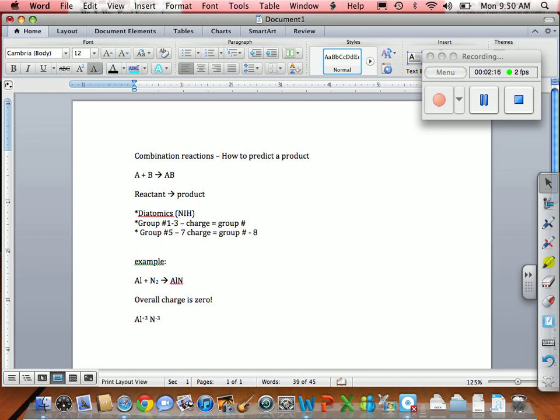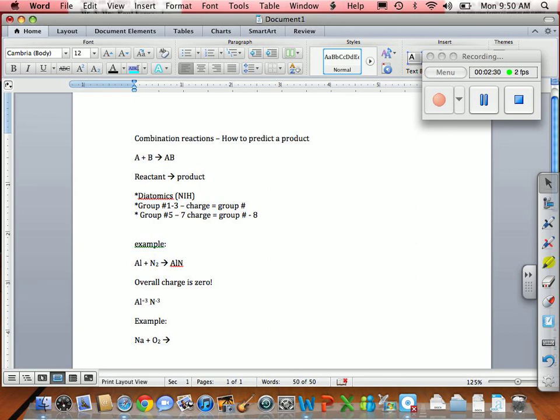If I look at another example, let's say I have Na plus O2. Again, I'm not just going to be able to put NaO2, because this diatomic really doesn't tell me anything. What again I'm looking to do is make sure the overall charge is 0. So Na is in group 1, so it has a charge of plus 1.